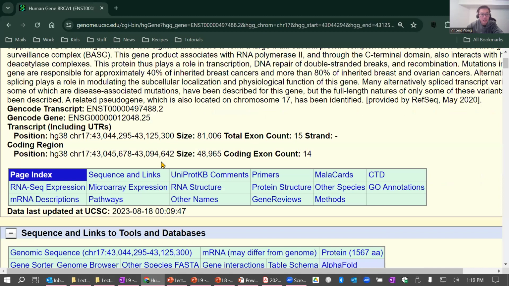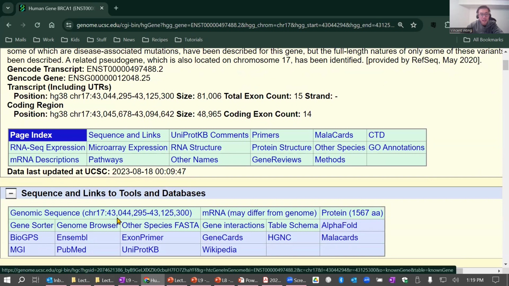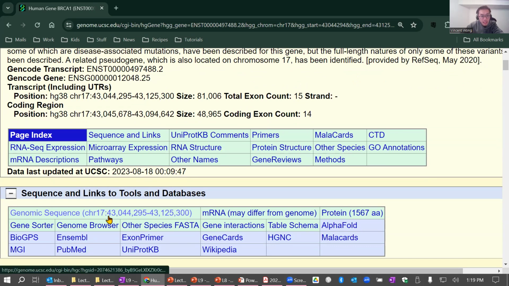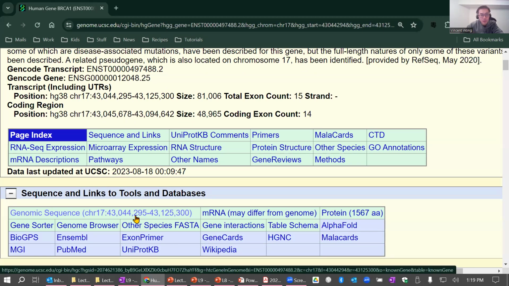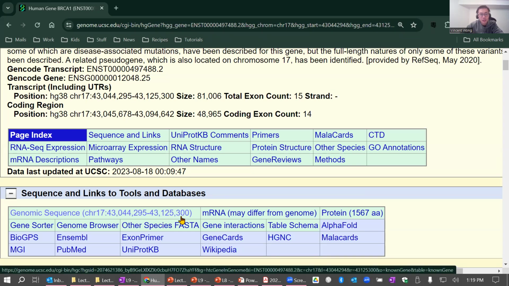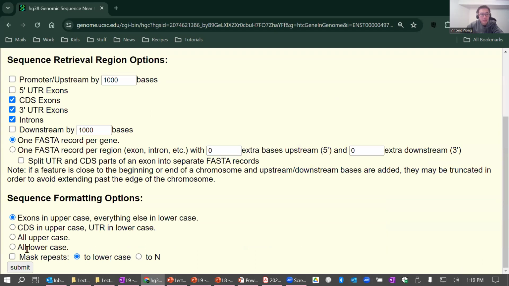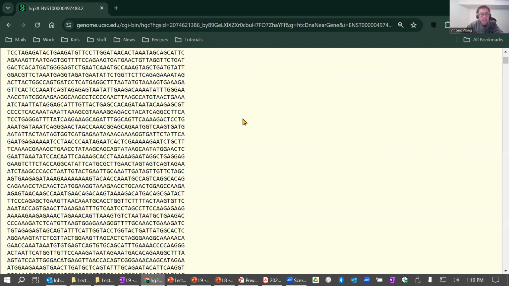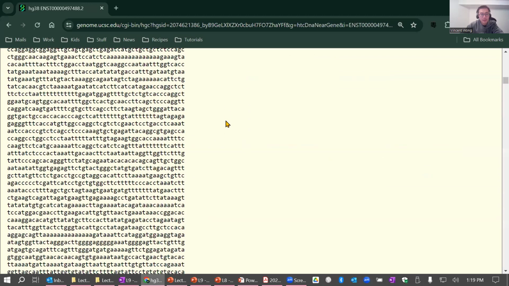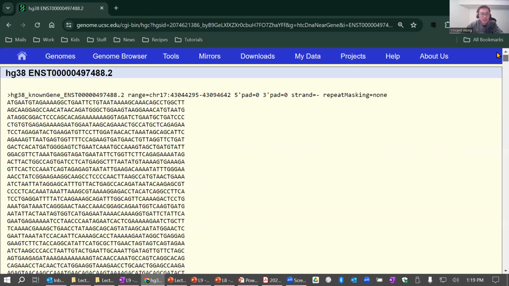Then there's a bunch of stuff, but I can get the genomic sequence. It is nucleotide 43,044,295 to 43,125,300. If I click on that, and then I say submit, this is the BRCA1 gene. You see? That's the BRCA1 gene. They mapped it all out.